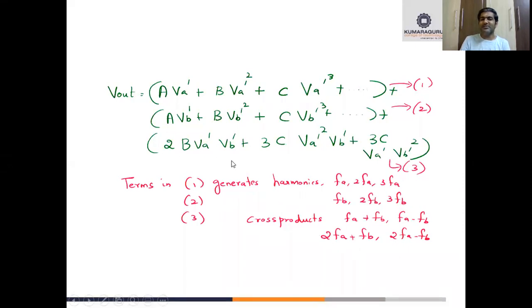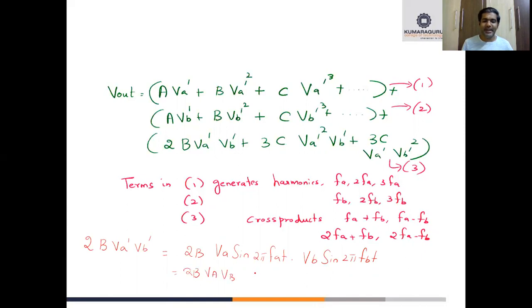Now your third equation, if you analyze, let me take this term, 2 into B into VA dash into VB dash. So this 2 into B is a constant, so we will keep it as such. And what is VA dash? VA dash is VA sine 2 pi FAT, and VB dash is VB sine 2 pi FBT. Okay. So this VA, VB all is constant. So 2B VA VB is a constant, and you have sine 2 pi FAT into sine 2 pi FBT.